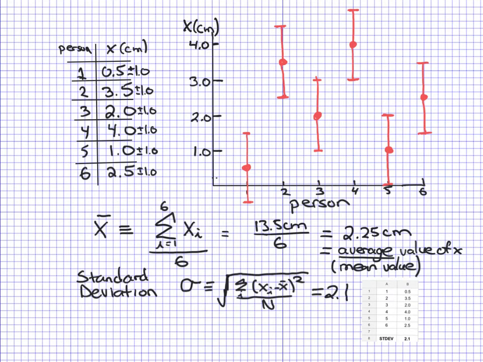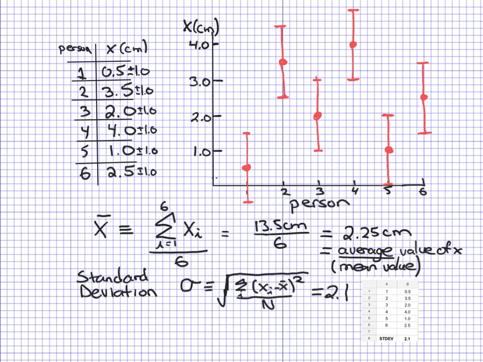And what does that mean? It means that something like 2/3 of the values in your sample end up within plus or minus 1 standard deviation of the average. So that's a useful number to know.